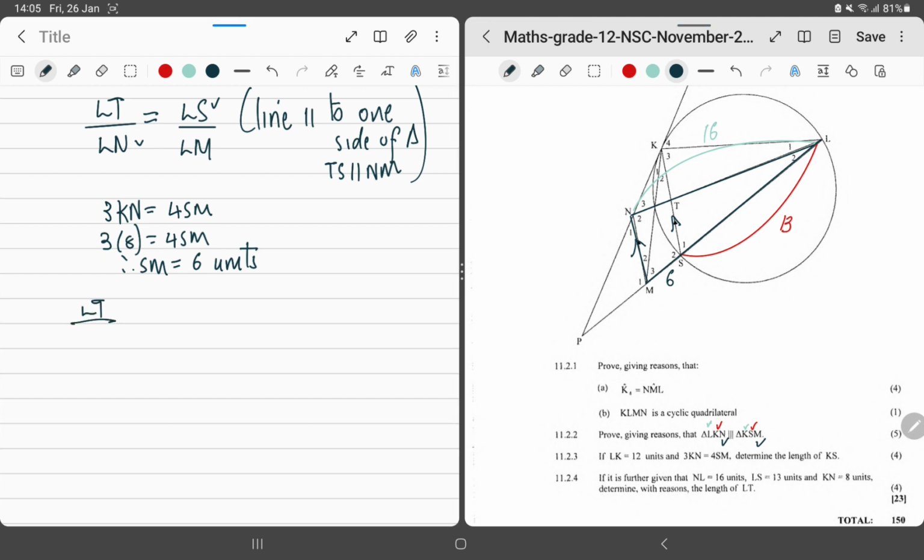LT, that's what I'm looking for. LN is a 16. LS is 13 over LM, that's a 19. So LT is equal to 16 times 13 over 19. So I'm getting 10.95 units.